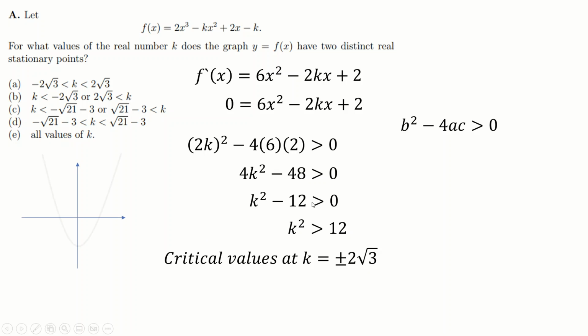Now, if you draw this quadratic here, y-intercept of minus 12, critical values 2 root 3 and minus 2 root 3. You want it to be greater than 0. You want the quadratic to be above the x-axis. So k bigger than 2 root 3, or less than minus 2 root 3. And we'll get those two answers there.